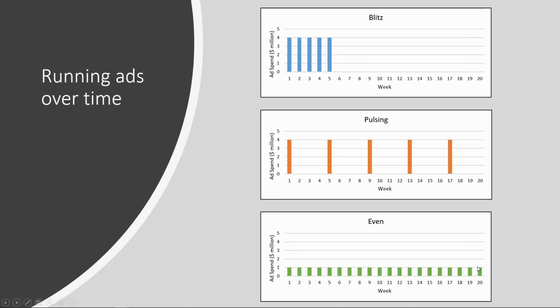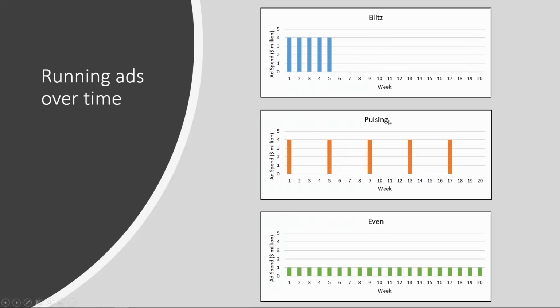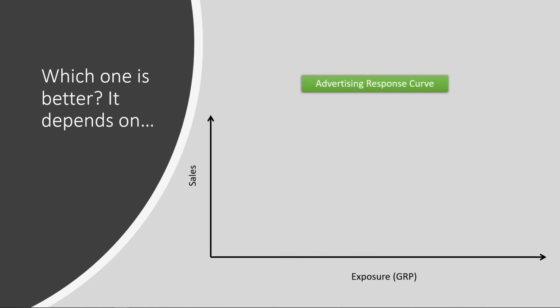And these different timing of the advertising would have different implications on the effectiveness. And it's mainly influenced by two factors. One is the advertising decay rate, or the residual ratio of advertising in adstock. So the concept is when the residual value changes, it will influence which type of advertising timing becomes more effective. A second factor that influences the timing of the advertising is the advertising response curve.